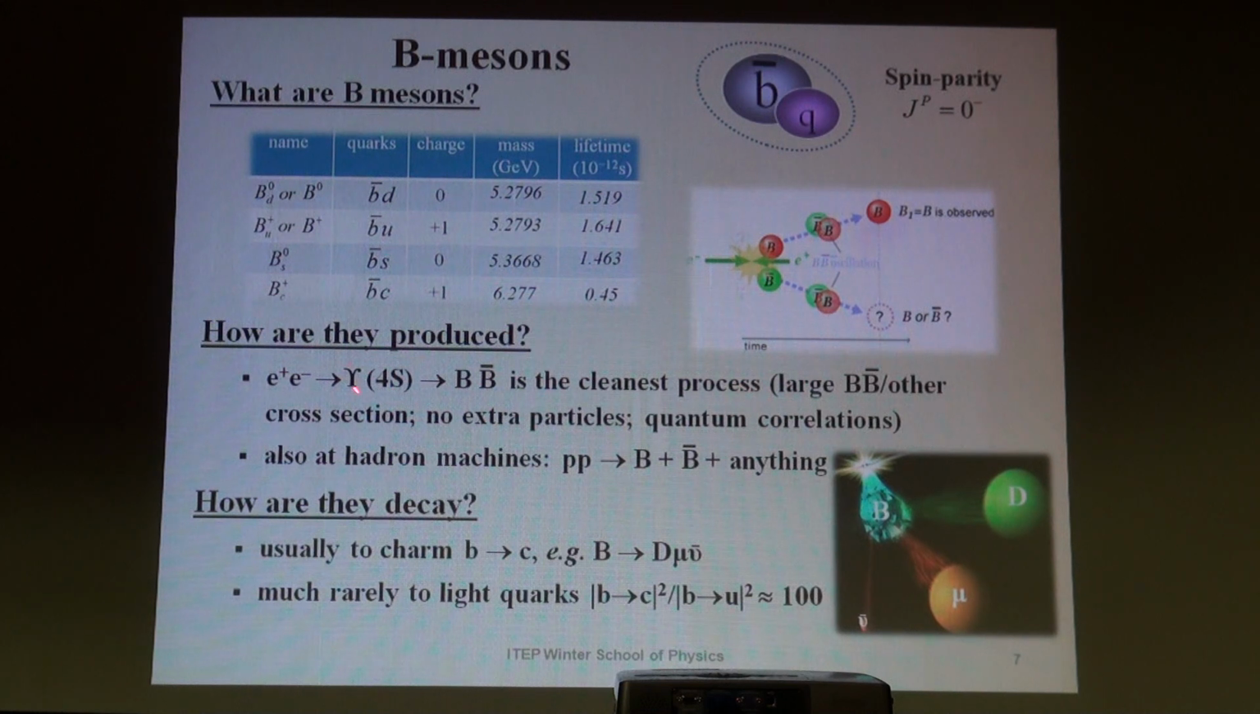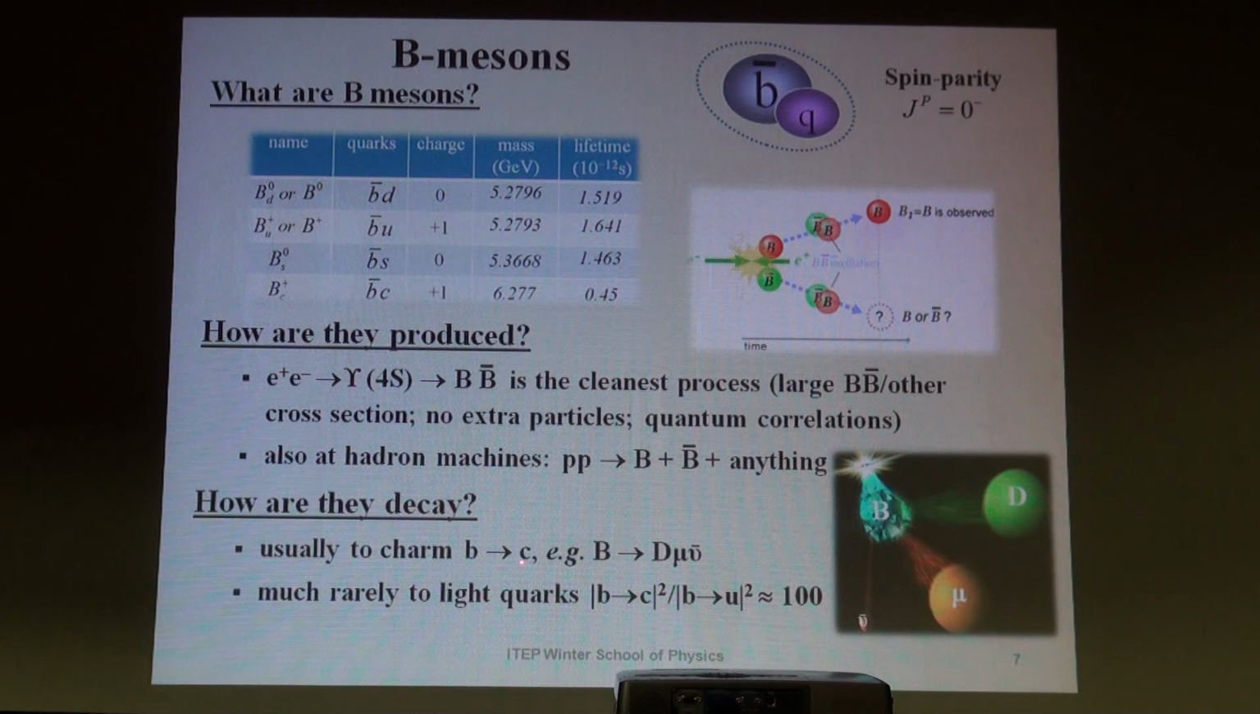We have quite a large cross section of Upsilon(4S) production in e plus e minus annihilation. So the ratio of Upsilon(4S) cross section to other processes like continuum is 1 to 3. It's a big number. And we can also produce B mesons at hadron machines, but please note that at hadron machines the cross section of B B-bar production is typically about 1% of the other inelastic cross section of the proton. Here we have 1 to 3, there we have 1 to 100.